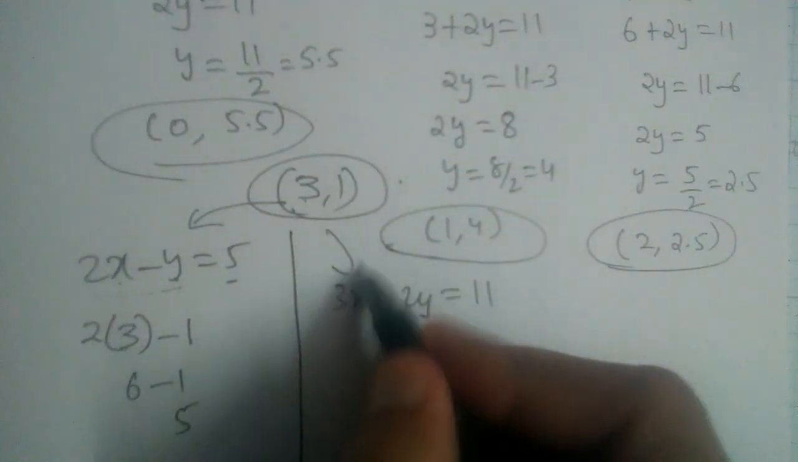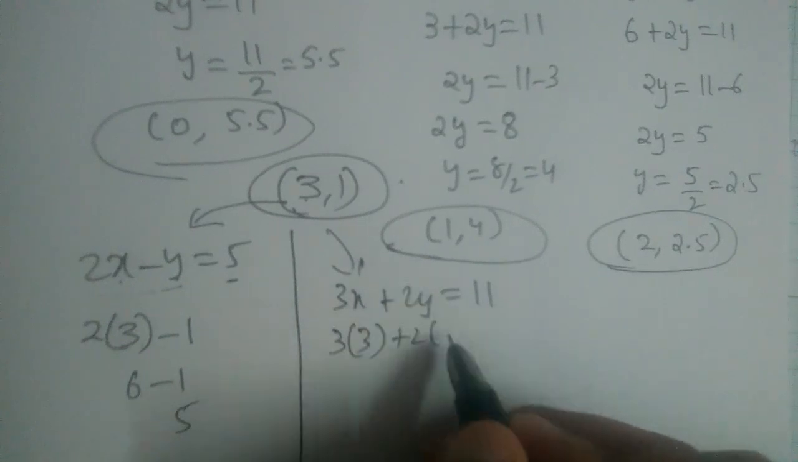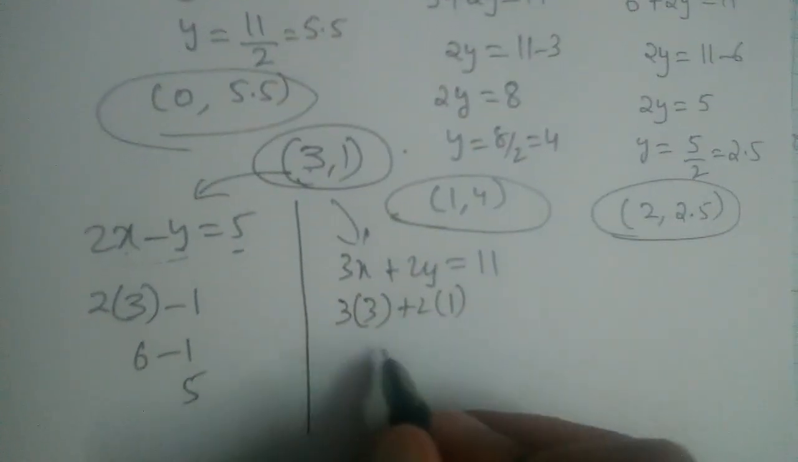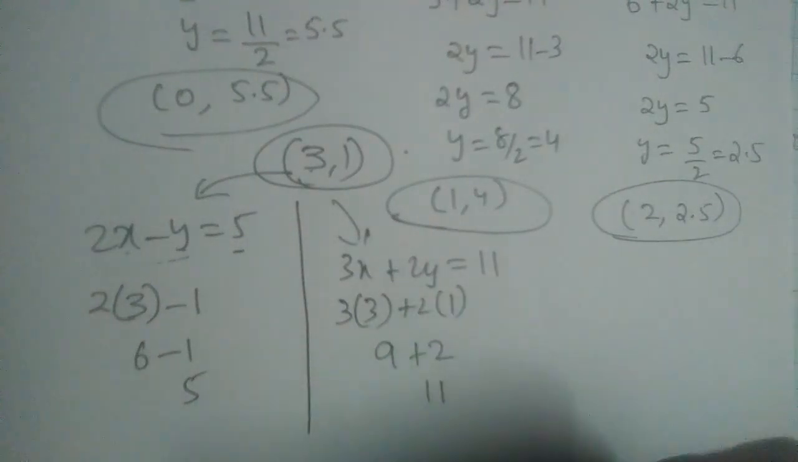You can substitute it here also. 3 into 3, x value is 3, plus 2 into y value is equal to how much? 1. So 3 3s are 9 plus 2 1s is 2. So this is how much? 11. 11 is equal to 11.